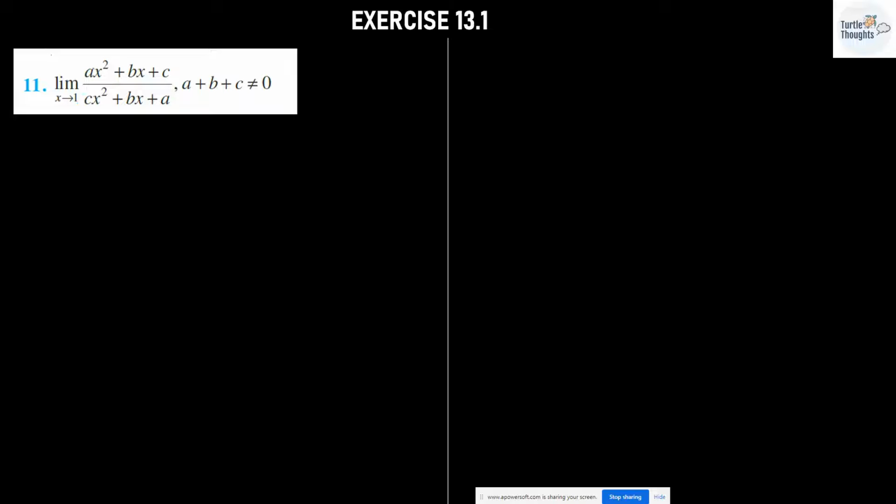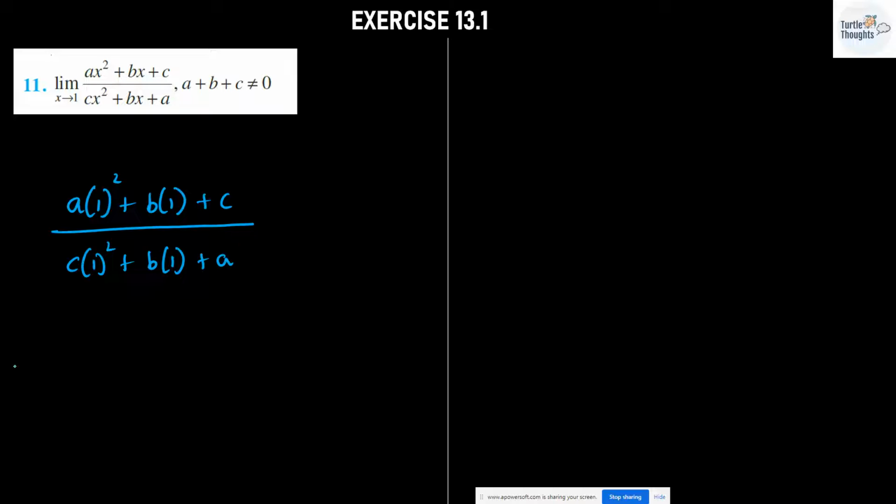11th question, find the value of ax square plus bx plus c divided by cx square plus bx plus a as x tends to 1. I'm going to solve this directly. So just in the place of x, you need to substitute the value of 1. So a into 1 square plus b into 1 plus c divided by c into 1 square plus b into 1 plus a. So the answer is going to be a plus b plus c divided by, here it is going to be c plus b plus a.